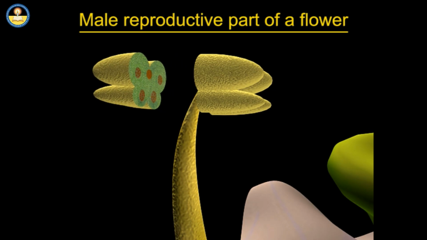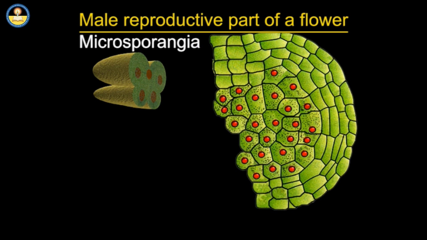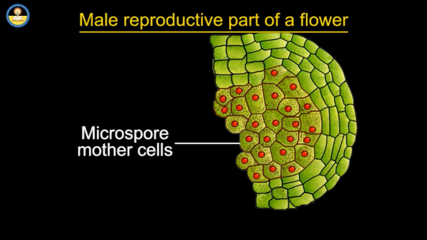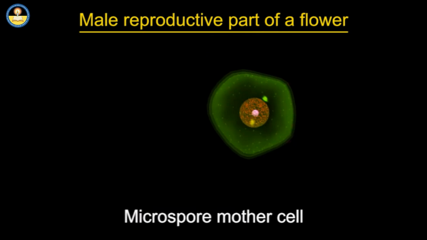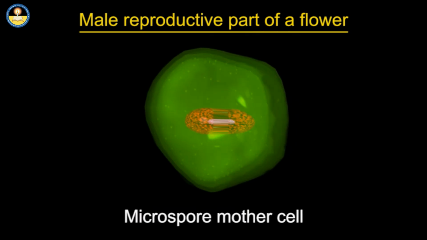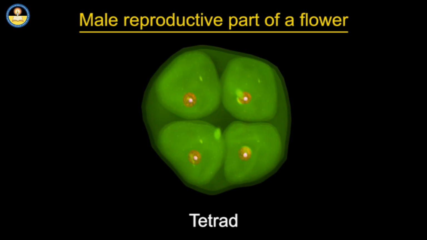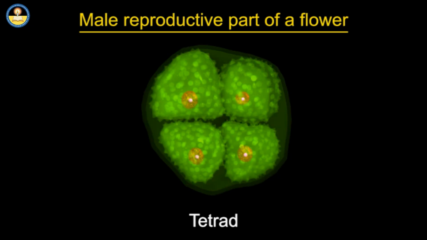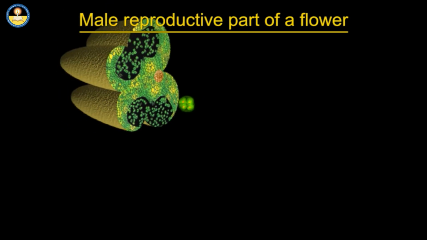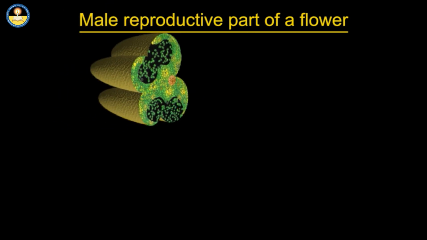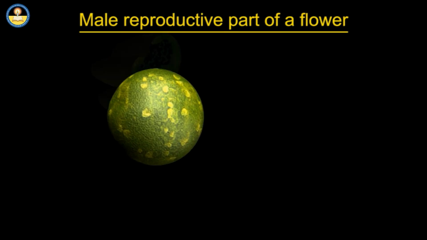Anther is a bilobed structure, each lobe having two chambers known as microsporangia. Each microsporangium has plenty of microspore mother cells. Each microspore mother cell divides meiotically to form 4 haploid microspores, and the structure is known as tetrad. Therefore, a typical angiosperm anther is tetrasporangiate.